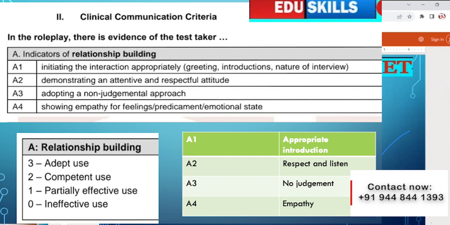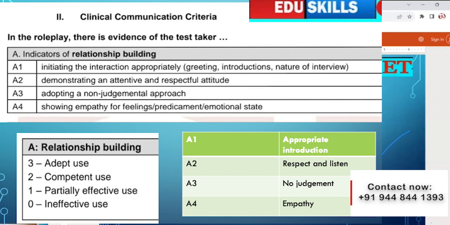How can you make good communication skill? Through active listening and also providing sympathy, empathy. If you can see this clinical communication criteria, the first criterion is relationship building. In the first criterion, there are 4 aspects we have to consider to open the role play.